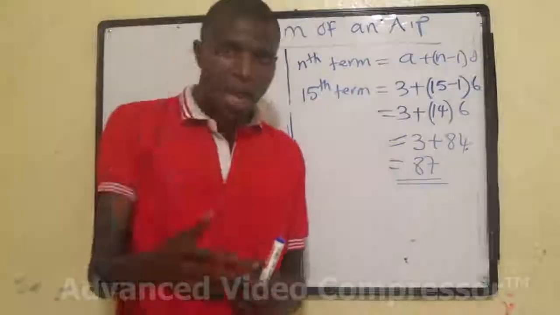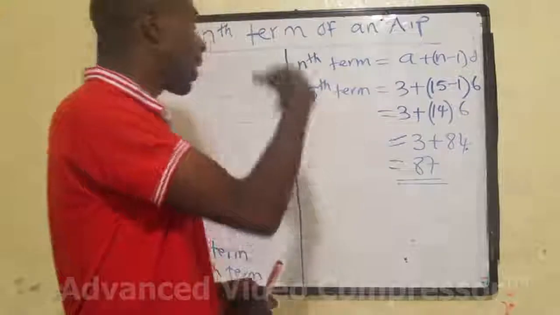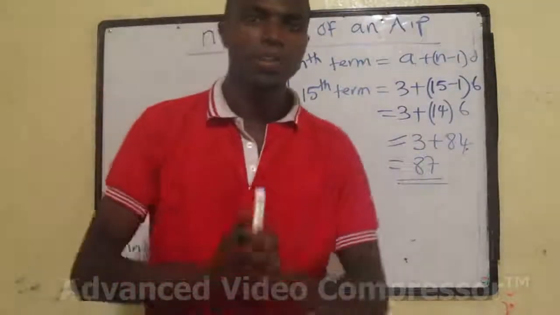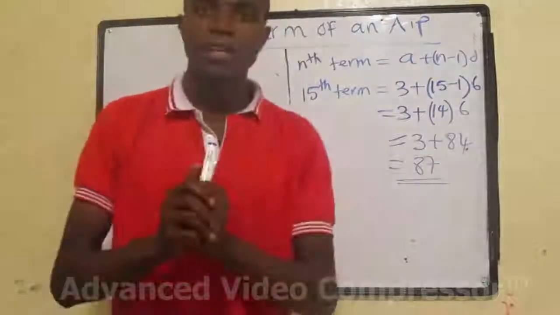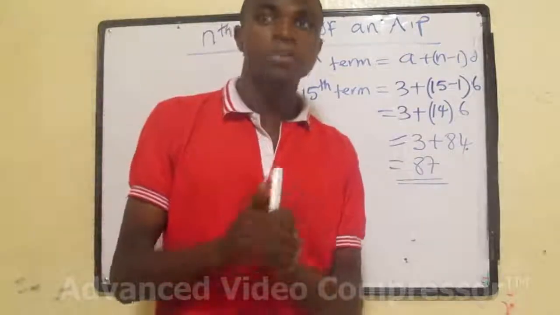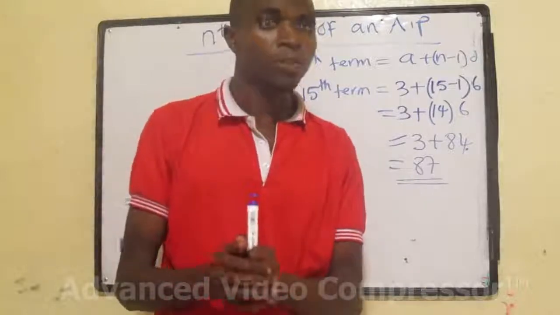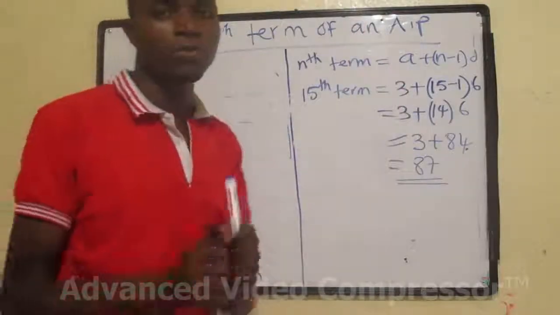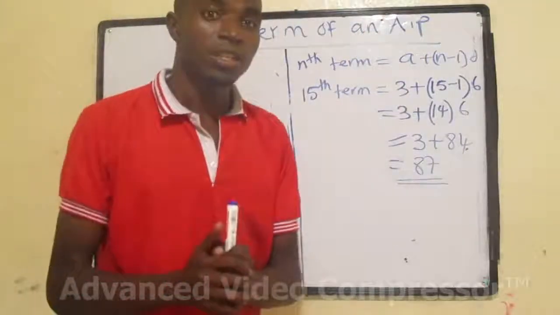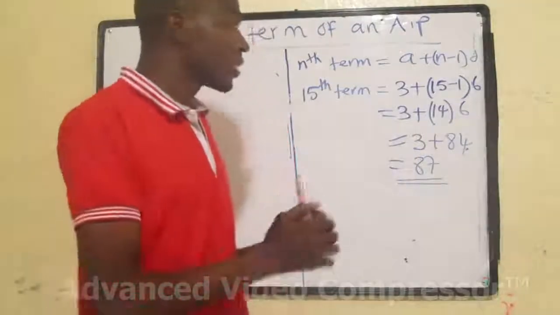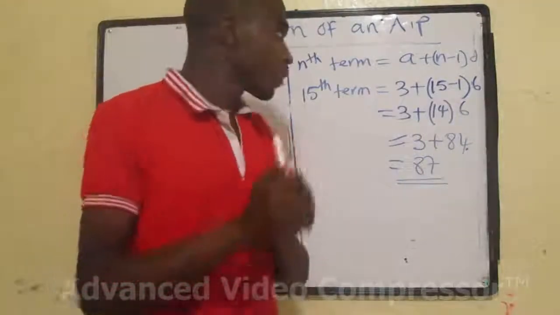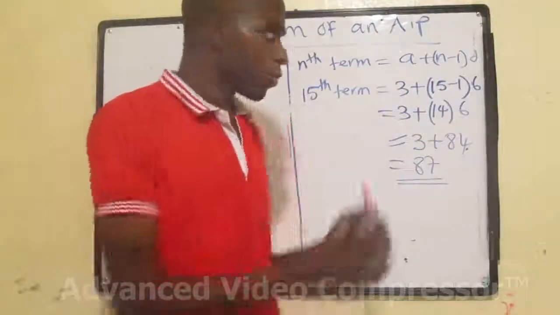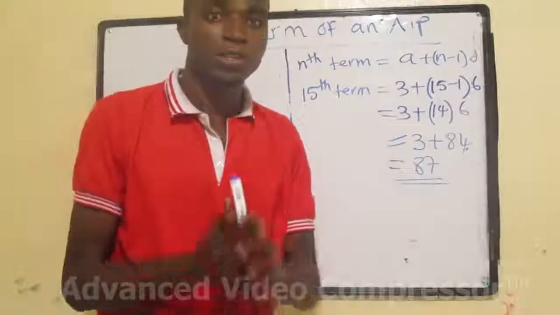If you try to add constantly the same number until you get to term number 15, you are going to be surprised that the answer you find is going to be 87. So all we do for us to find any term of an arithmetic progression, we simply use the formula a plus n minus 1 d. What is d? D is the common difference. What is a? A is the first term. What is n? N is the term number that we are looking for. Once we use this, then everything is fine.